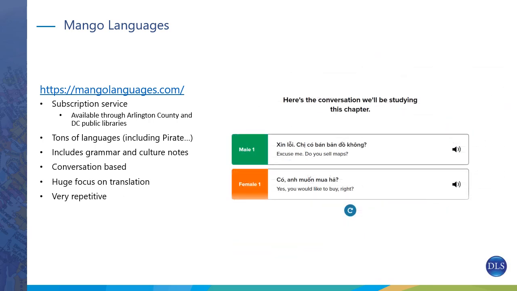Mango Languages does include grammar and culture notes throughout the module, but most of the time it's based on vocabulary learning. It's a conversation-based program, and by that I mean that it starts by giving the students input through a conversation. So, for example, you can say in this chapter they're going to be studying this particular conversation. After that, every vocabulary word, all of the phrases that they learn are related to having that conversation or a similar conversation. But really, they have the conversation at the beginning of the chapter, and from then on it's mostly practicing words and phrases in isolation.